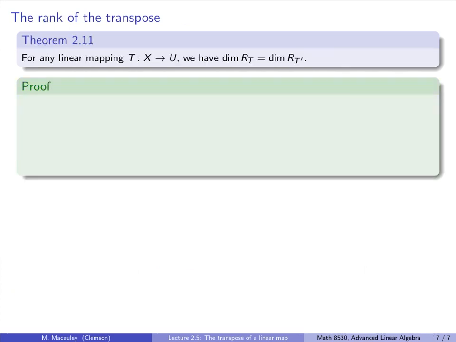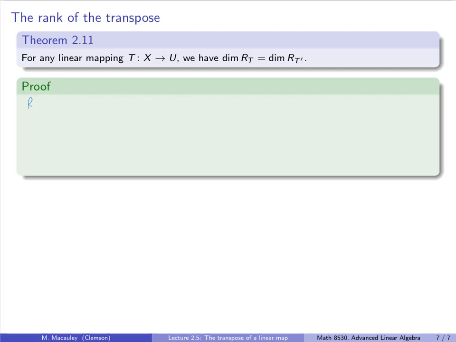Now we come to a pretty significant theorem. It says for any linear mapping T, the dimension of its range and the dimension of the range of its transpose are the same. This is the abstract version of the fundamental theorem that I told you for matrix analysis, that the row space and the column space of any matrix have the same dimension. This is a much more general statement. And we actually have the tools to prove it pretty easily. We just have to put them together. So let me show you how to do that.